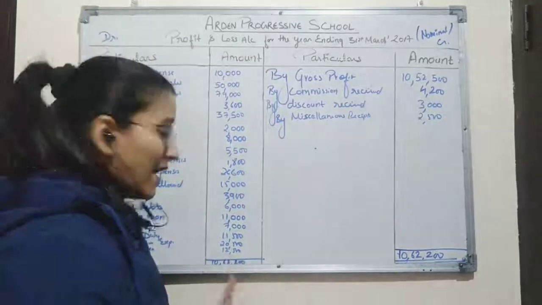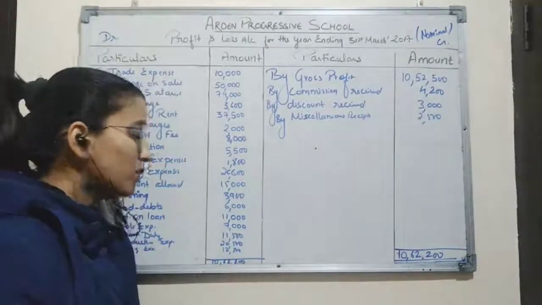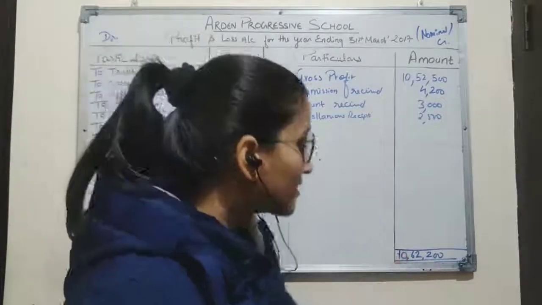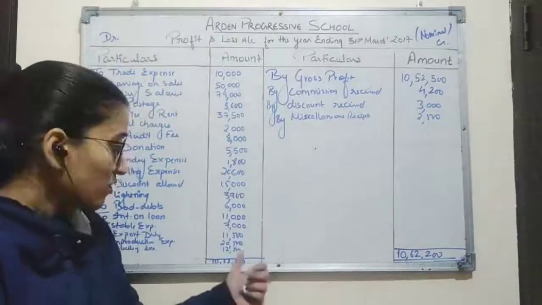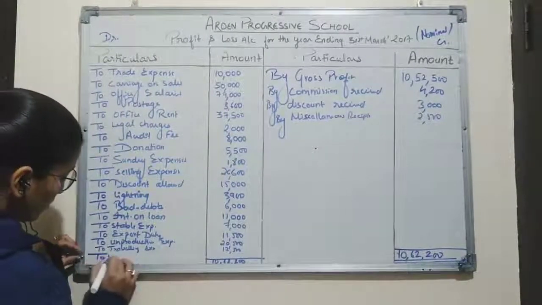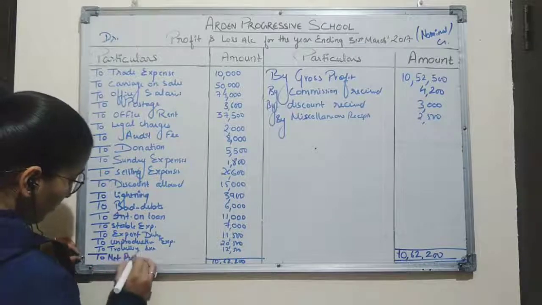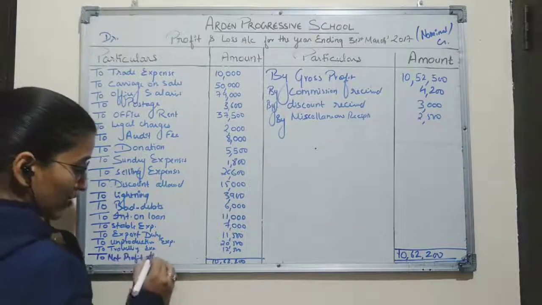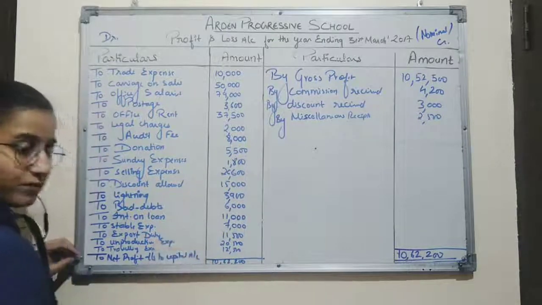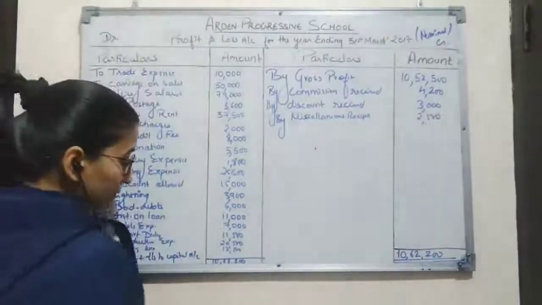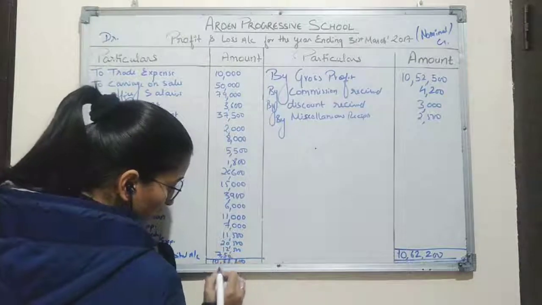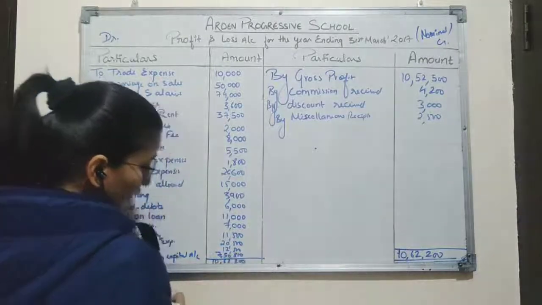10,62,200. So this will be the balancing figure for us. This balancing figure will be considered as net profit because here the amount of credit side is exceeding the amount of debit side. So the remaining balance will be considered as net profit. We will write here 'To net profit', which will be transferred to capital account. So here the amount of net profit will be 7,50,800.